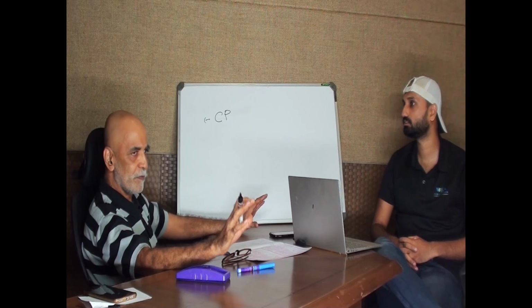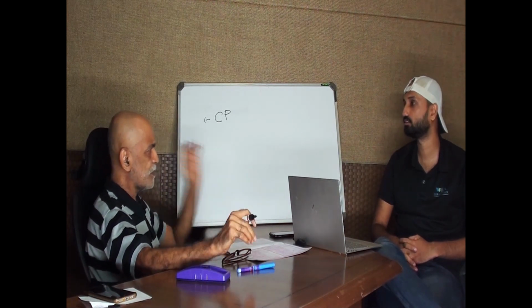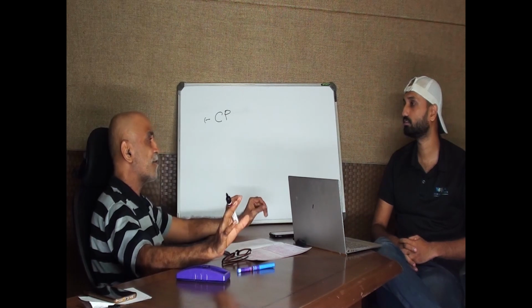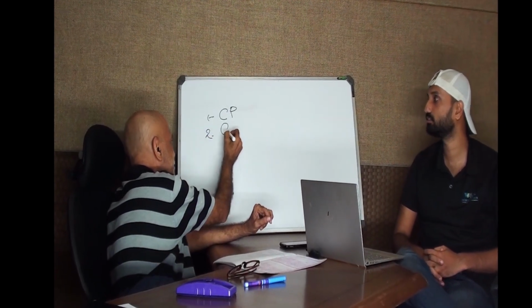Creatine phosphate or phosphocreatine, whatever you call it, is known as the phosphocreatine pathway. That is only for a few seconds. Then comes the glycolytic pathway.